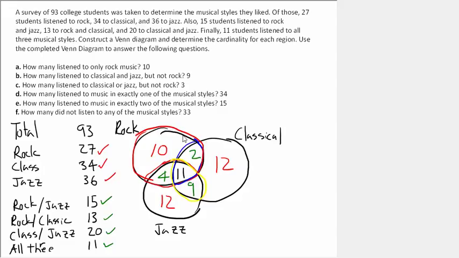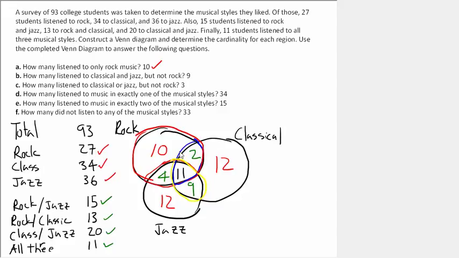But let's see, these 2 listen to both rock and classical. And these 4 listen to both rock and jazz. And these 11 who listen to rock also listen to classical and jazz. So the ones who are only listening to rock are those 10. And that's our answer.